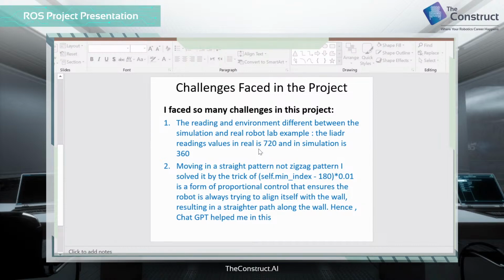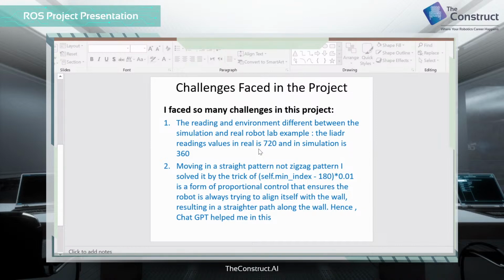In the simulation, the forward readings can be 0 or 359. But in the real robot, 0 is not for the forward, only 359. 0 is for the backward. So when I was putting the forward readings at 0, in the simulation it works well. But when I go to the real robot, it doesn't work, and I don't know why.